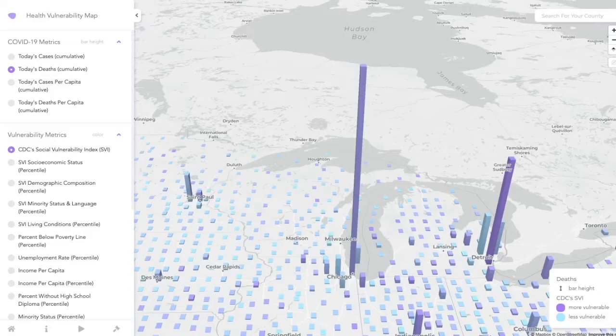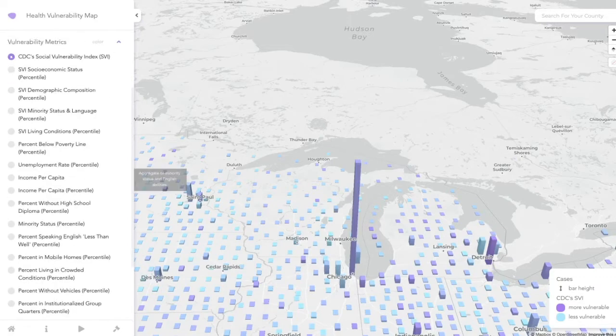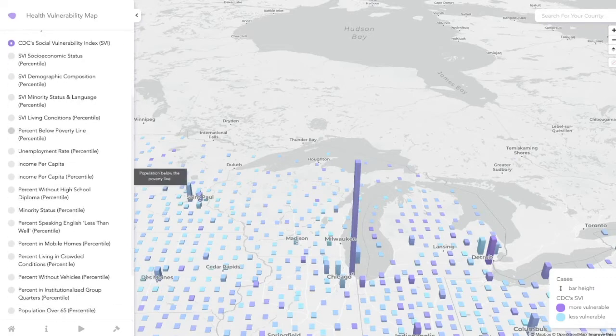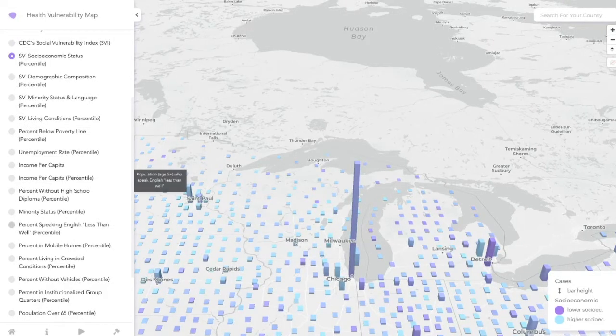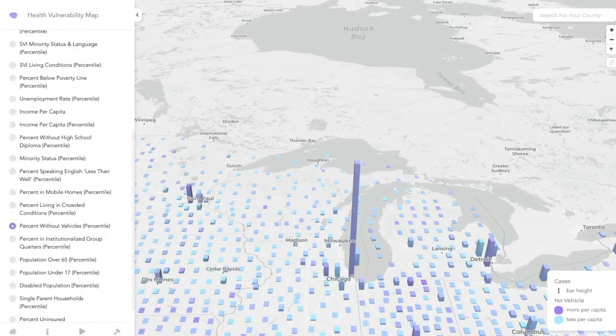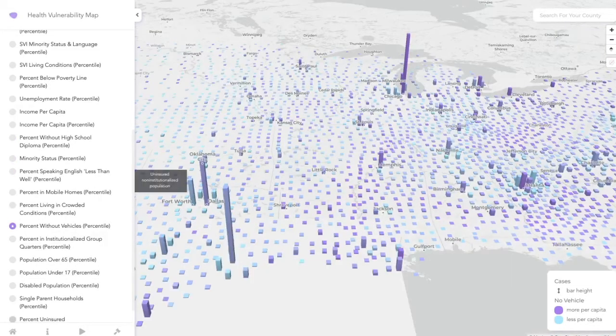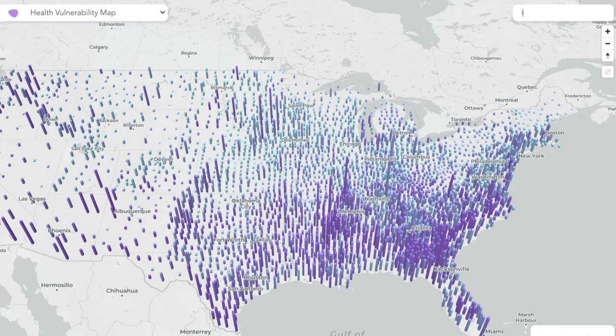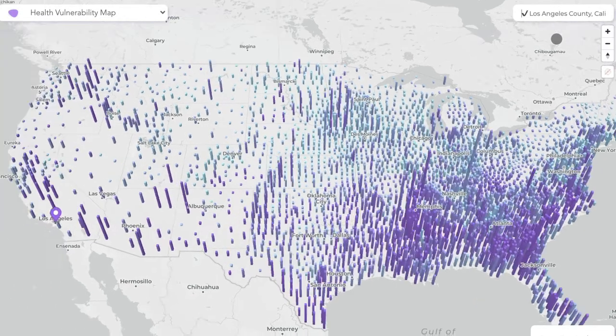Every county in the U.S. is represented by one of these bars whose height corresponds to your selected COVID statistic, and whose color corresponds to your selected metric of the CDC's Social Vulnerability Index, also known as SVI, with census variables like socioeconomic status, language skills, and minority population. We've also included measurements like high school graduation rate and vehicle ownership, some of which have surprising correlations with COVID-19.